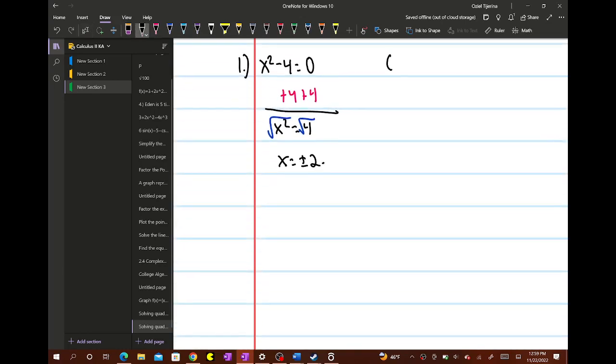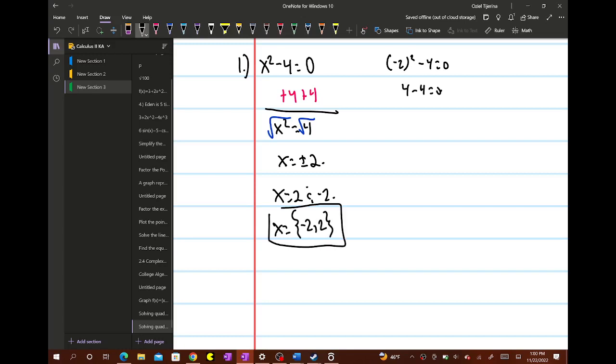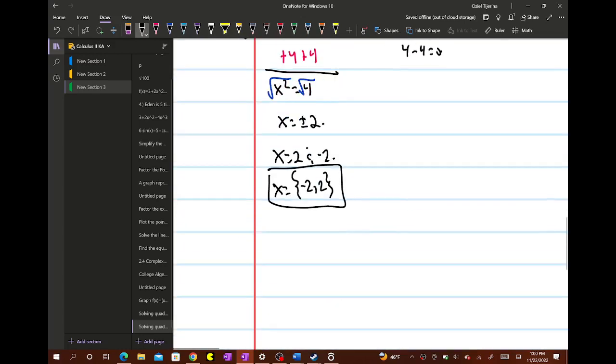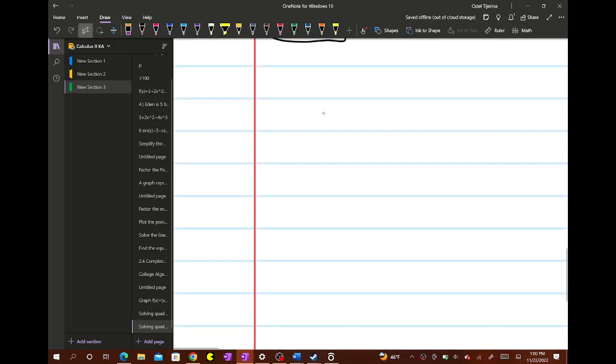That's because when you plug in -2 quantity squared minus 4 equals 0, you get 4 minus 4 equals 0. So you can say that -2 is also a solution. So x equals 2 and -2, right? Or you can say x equals, with the brace like this, so this would be your answer. So that one's pretty easy.